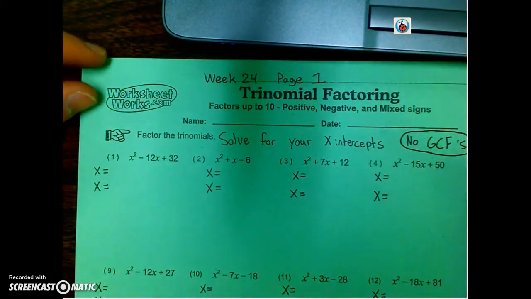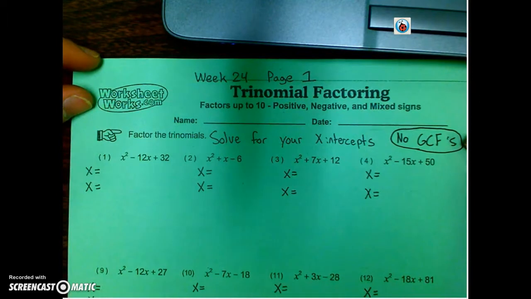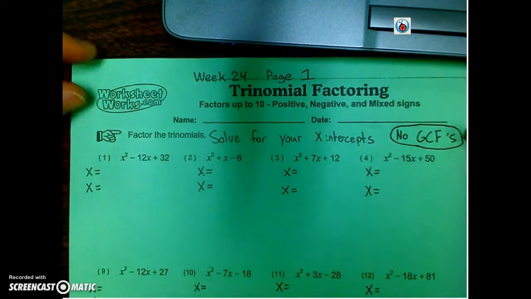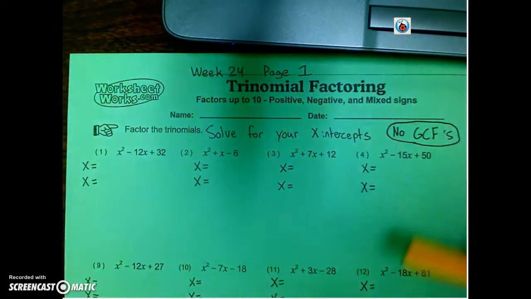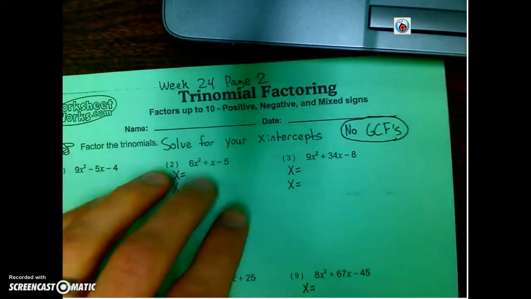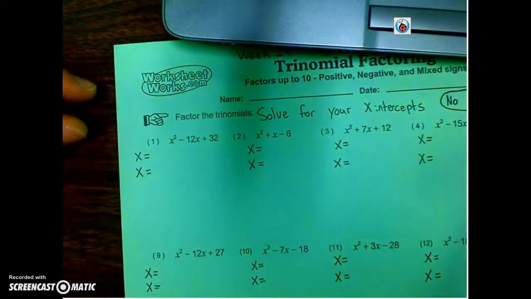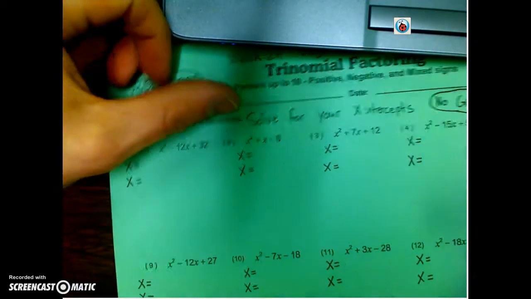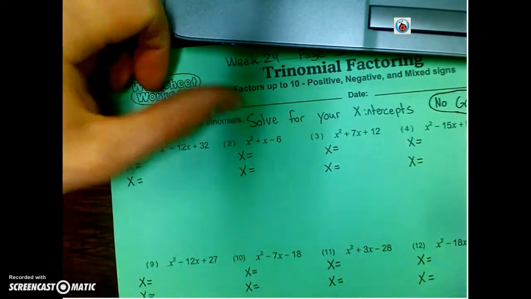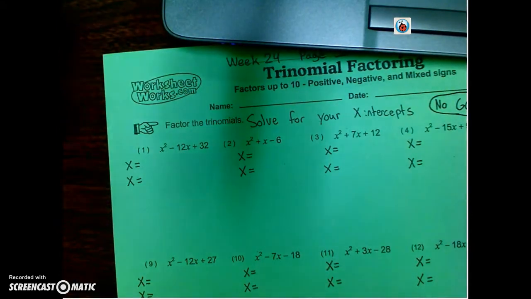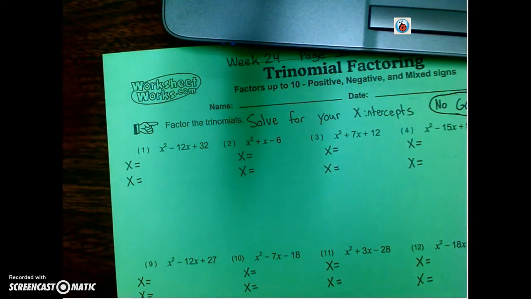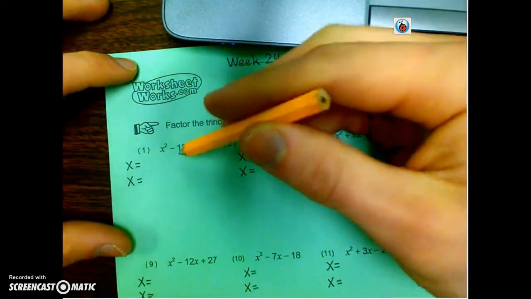that zero product property. Now, on all these here today, they are not going to have a greatest common factor, which means we won't need to look at any of these polynomials here and try to divide them all by a number first, right? We won't have to do that. There's no GCFs. All right, so what we are going to need to do is this. It's a two-step process because I can't solve for my x-intercepts without first factoring my situation here.